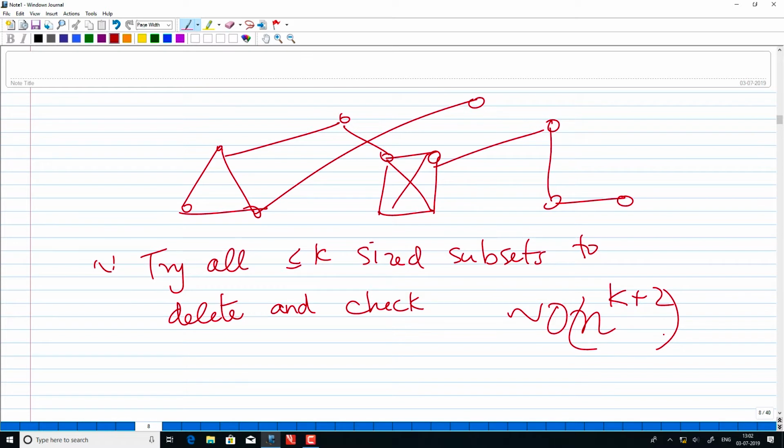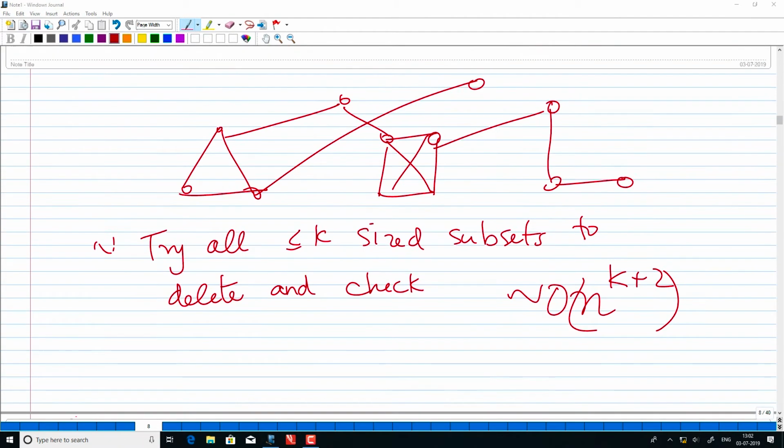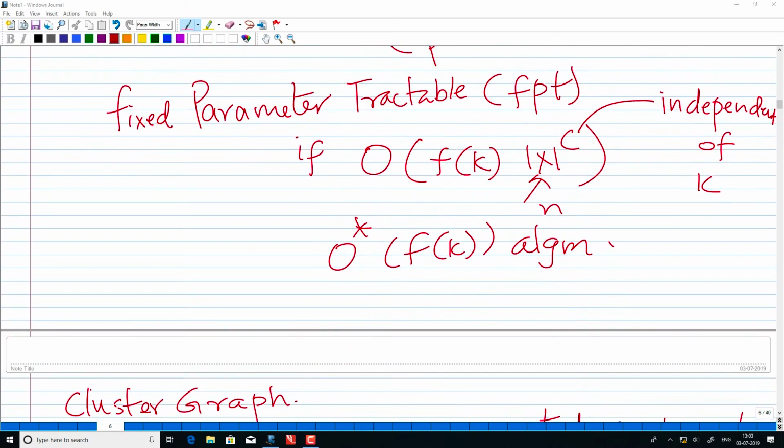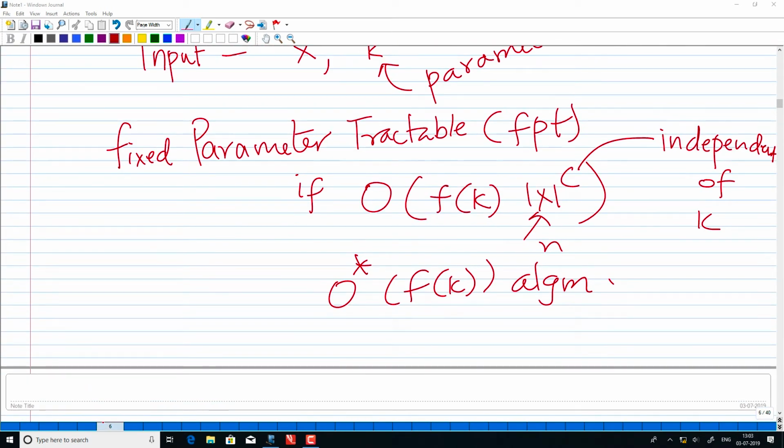But this is not the kind of running time I looked for, right? Because what did I mean by a fixed parameter tractable kind of thing? I want f of k times n power c, where c is independent of k. I don't like k to sit on top of n. Okay? I mean, this is the kind of algorithm I'm looking for.